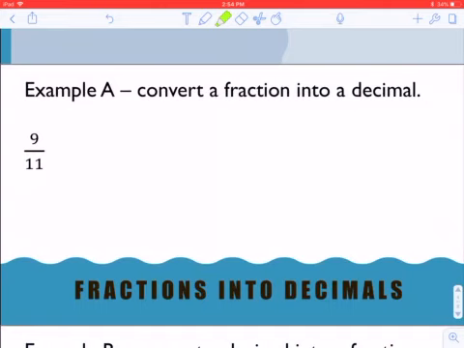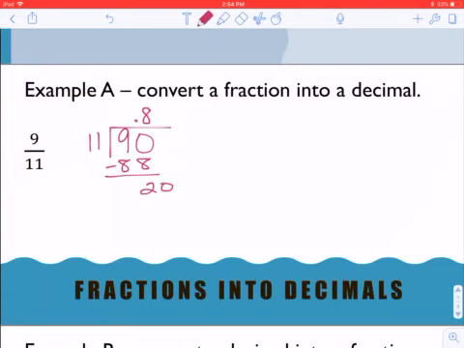Example A, convert a fraction into a decimal. This you've done before. You just need to take the numerator divided by the denominator. So 9 divided by 11. So, 11 can go into 98 times. So I'm subtracting 88. Bring down a 0, that's 20. 11 can go in once. I get 9. Bring down a 0, it can go in 8 times. 88.